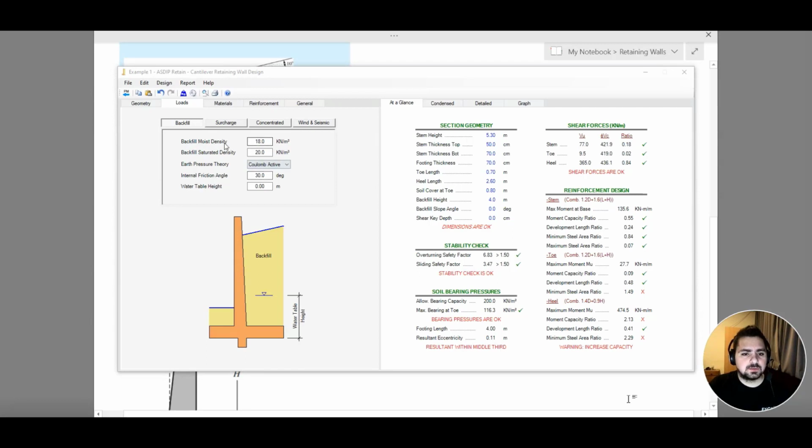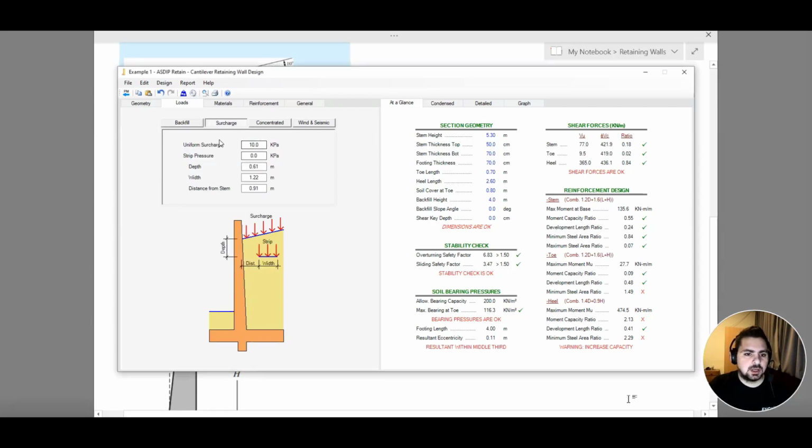Now we are going to move to our surcharge. Surcharge is basically the loads that are being applied on my cantilever wall system. We have a uniform surcharge, which is this here. We are going to put it as 10 kPa. Our strip pressure, which is this pressure here, we are not going to have any strip pressure. We are going to take it as 0.